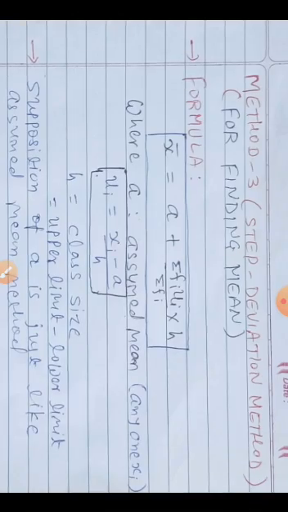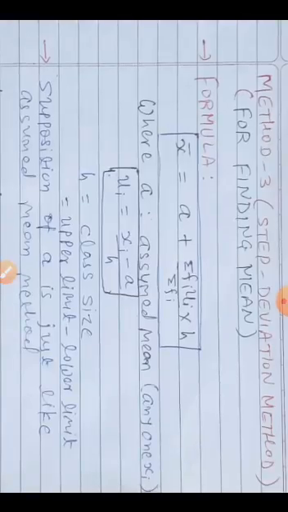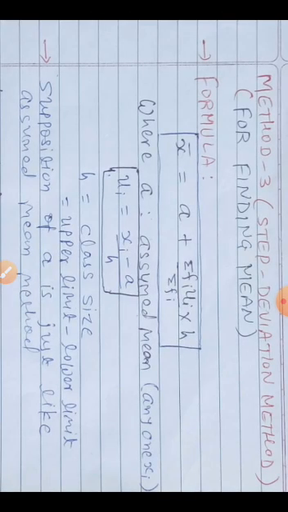Now ui, there is no special name for this attribute, but its formula you can see there: xi minus assumed mean upon class size. So h is new here, and that is the class size. Now how to find class size? It is the difference of upper limit and lower limit. So every time you just find the difference of upper limit and lower limit.